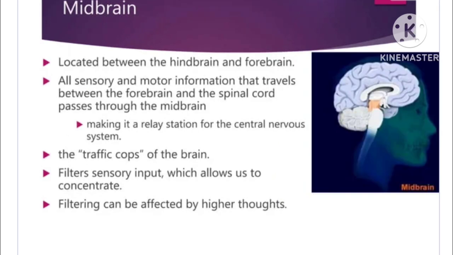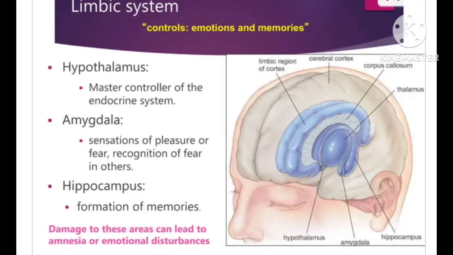Next one is the midbrain, located between the hindbrain and forebrain. All sensory and motor information that travels between the forebrain and spinal cord passes through the midbrain, making it a relay station for the central nervous system, and it also includes the traffic cops of the brain, which filter sensory input, which allows us to concentrate. Filtering can be affected by higher thoughts.